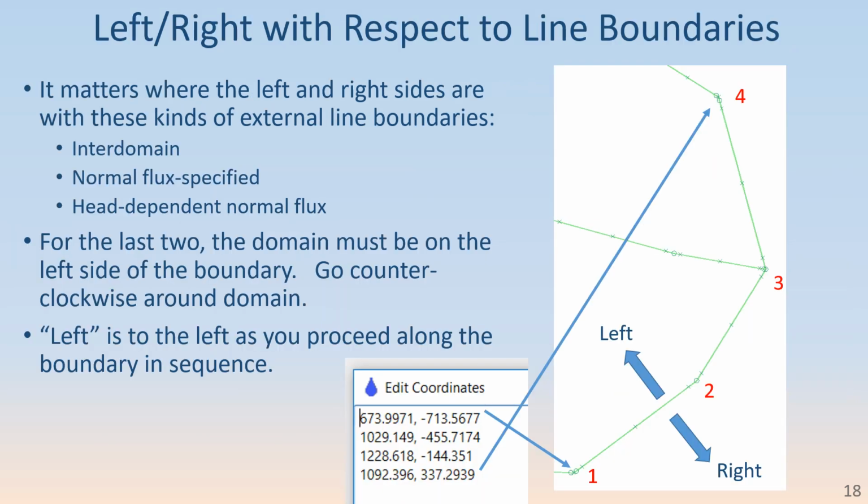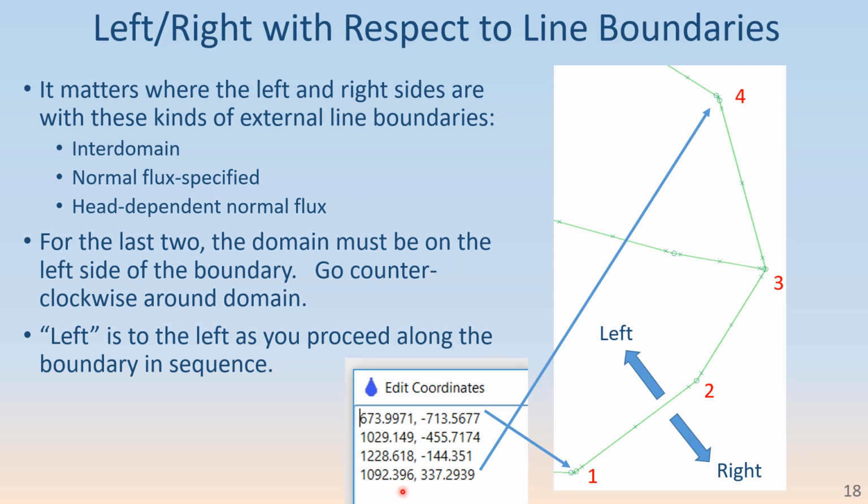We've talked a bit about the left and right sides of some of these external line boundaries, and it is important with these 3 kinds: interdomain, normal flux specified, head dependent normal flux. It doesn't matter for a head specified line boundary, it turns out. But for these, you do have to know whether the domain is to the left or to the right. And the convention that Anaqsim adopts is illustrated here.